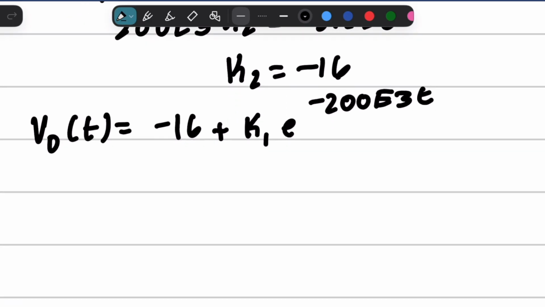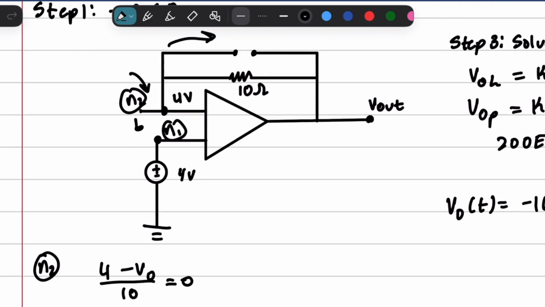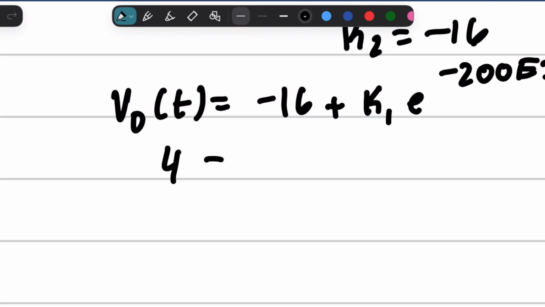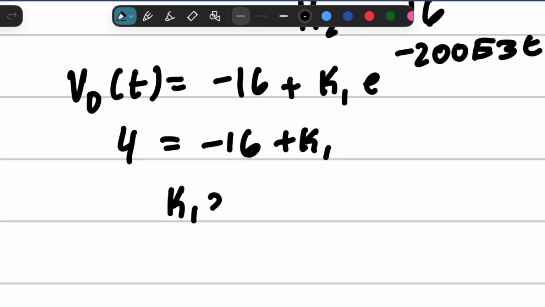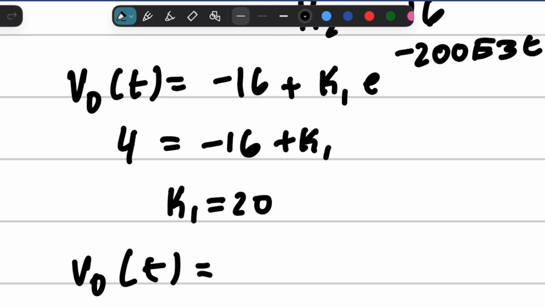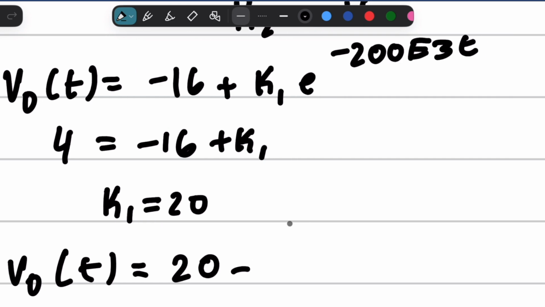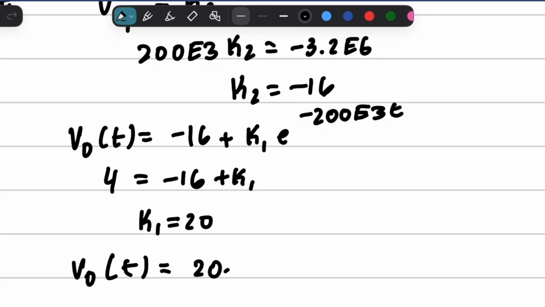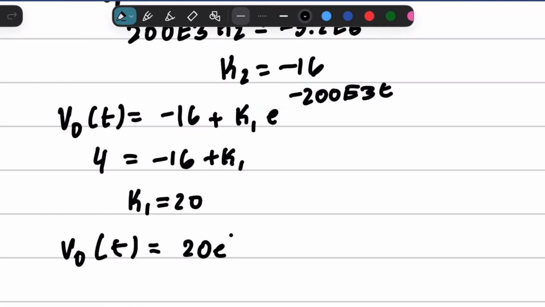And we did find our initial condition earlier. Our initial condition was just 4, so we're just going to say 4 is equal to negative 16 plus K1 because we put a 0 in here. And so K1 is equal to 20. And we get V naught of T is equal to 20 e to the negative 200 E3 T minus 16. And that is our answer.